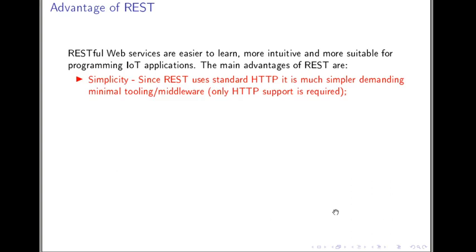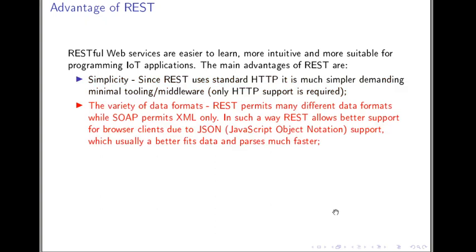So what are the advantages of the REST API? REST web services are easier to learn, more intuitive, and more suitable for programming IoT applications. The main advantage of REST is simplicity. Since REST uses standard HTTP, it is much simpler, demanding minimum tooling and middleware. Then the variety of data formats. REST permits many different data formats, while SOAP is another form of web service that is basically a service oriented architecture following the SOAP protocol.